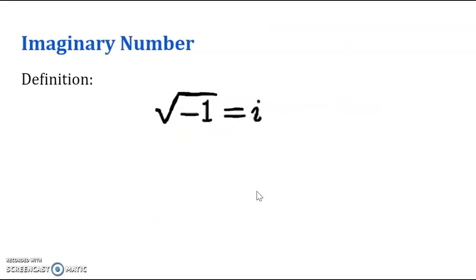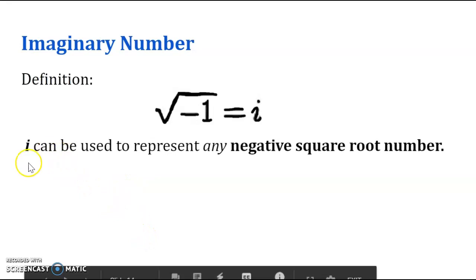Alright, so let's go back to our imaginary number. Remember from our last lesson, we defined i, the imaginary number, to be the square root of negative 1. This is a very, very special number because up to now we said that you cannot have a square root of a negative number. But now we are defining something new. Think of it as we've just expanded into a new dimension. So far you only see 3D, but now we've gone into 4D. That's kind of cool. And i can be used to represent any negative square root number.